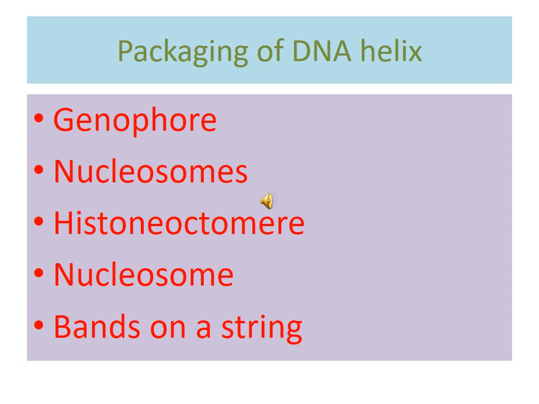So what is the solenoid? The 30 nanometer fiber arises from the folding of nucleosome chains into a solenoid structure, with 6 nucleosomes per turn. Next, euchromatin is transcriptionally active and heterochromatin is transcriptionally inactive.